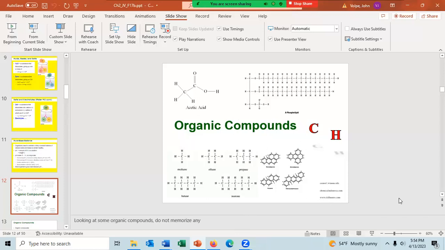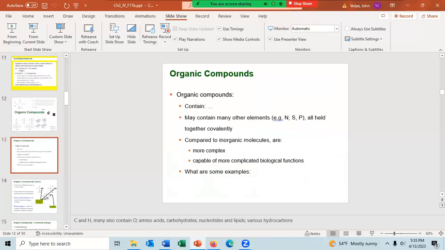You do not need to memorize any of these elements. I'm just trying to show you what some hydrocarbons look like. So organic compounds always contain carbon and hydrogen, and they also tend to contain oxygen. Not all organic compounds contain oxygen, but many of them do. Organic compounds may contain other elements, such as nitrogen, sulfur, and phosphorus. And all of these elements are held together by covalent bonds, usually by carbon, a carbon bond binding to carbon. Compared to inorganic molecules, organic compounds are more complex and they're capable of more complicated biological functions.